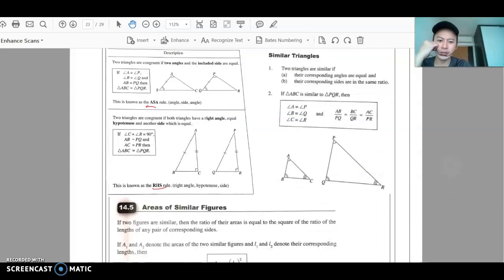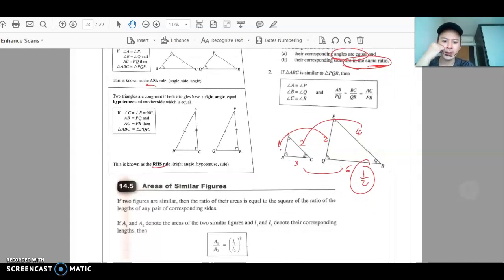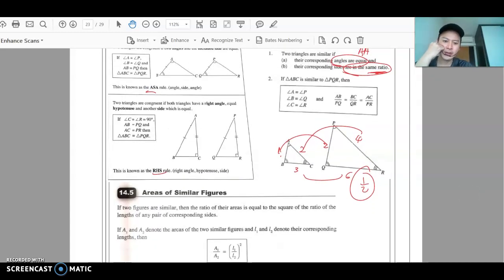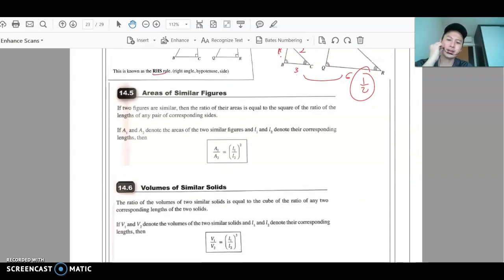For similar triangles, we just need to prove two angles the same, AA. Another way is to prove all the three lengths are of the same ratio. What do I mean by that? Let's say 1:2, 2:4, and 3:6, and all these will give you the ratio of half. With that we can prove that they are similar. When you are proving they are similar, please write "is similar to". For congruency you put 3 strokes. Just take note of that.